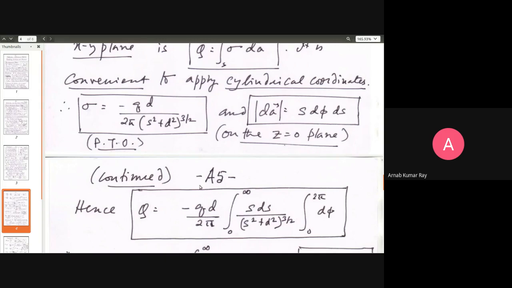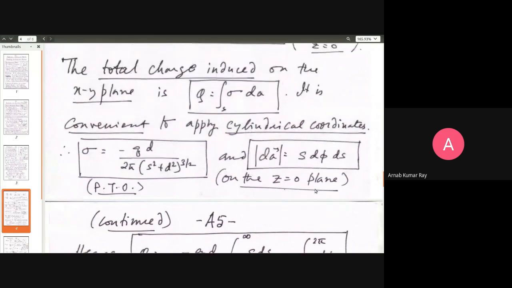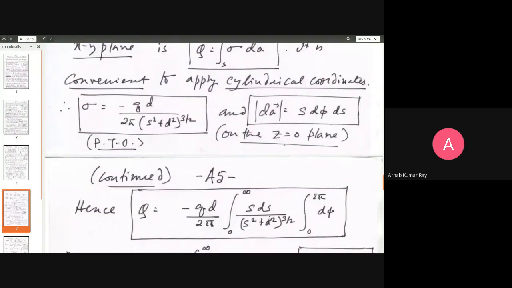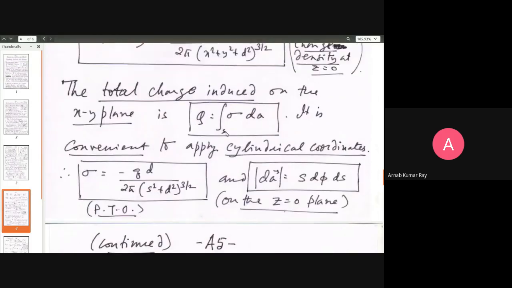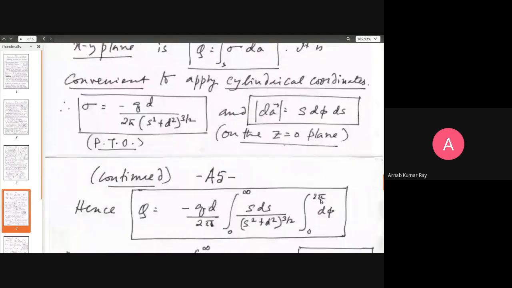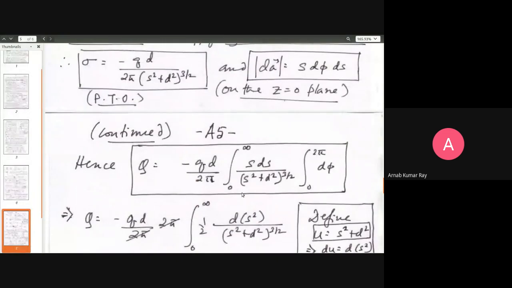Sigma is equal to minus qd divided by 2 pi. Those are constant quantities coming out. Then you will have 1 by s squared plus d squared raised to 3 halves, times s ds d phi. This is an integral over 2 variables, a surface integral. So we have broken that surface integral into 2 line integrals. One is over phi, which has the limits of 0 to 2 pi, and the other is over s ds.